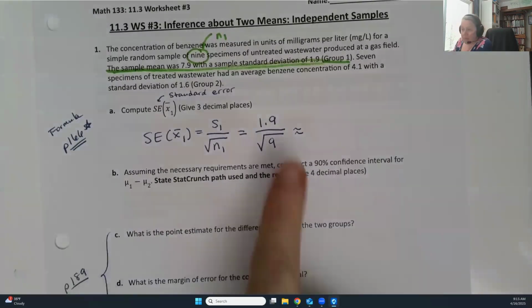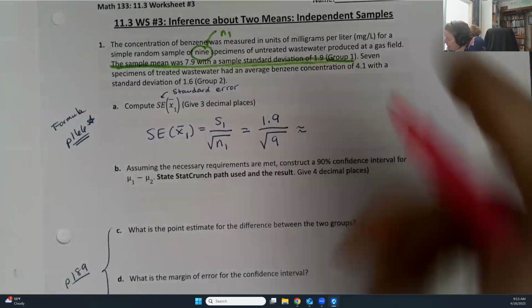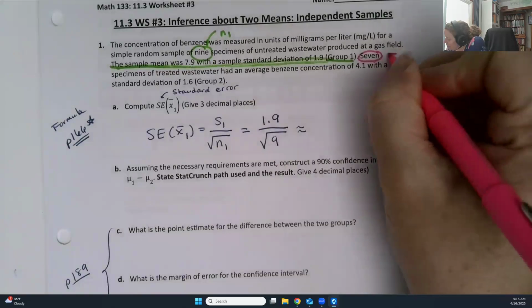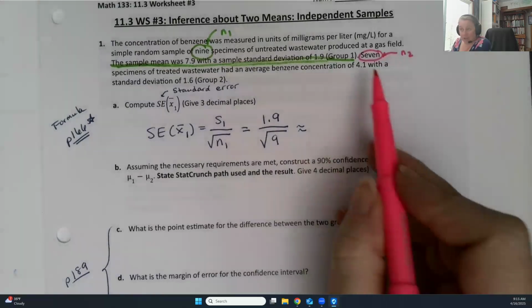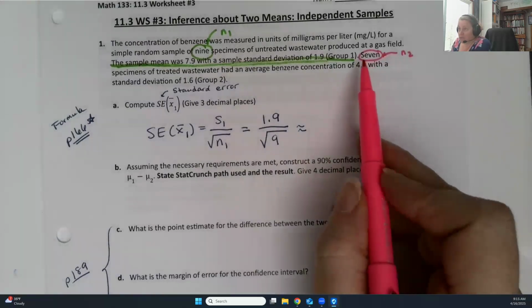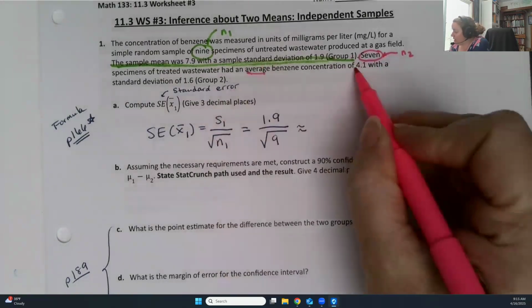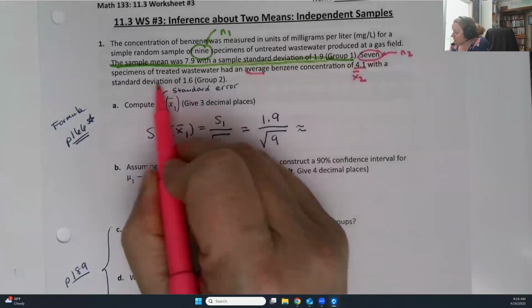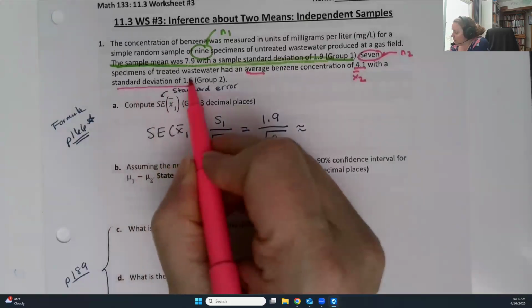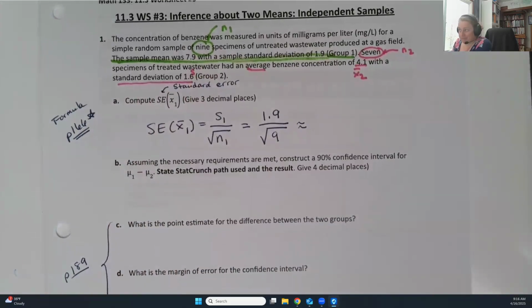So, all right, somebody grab Desmos and find that real quick. I'm going to underline these other ones. So group 2, this is N2. That's the one for group 2 because that's the beginning of another sentence, right? It's after the period. So 7 specimens had an average of 4.1. So that's X bar for group 2 with a standard deviation of 1.6. So that's the S for group 2. See how this works?